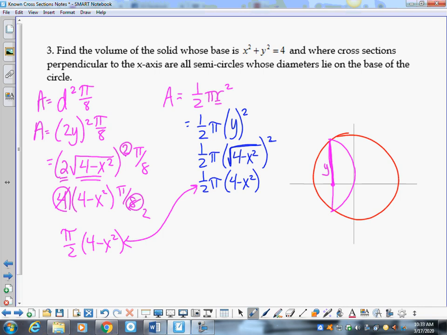All right, so I'm going to take either one because they're the same, and I'm going to integrate from -2 to 2. I'm going to pull my 1/2 pi out front because there are no variables in it, and it's being multiplied by the whole thing.